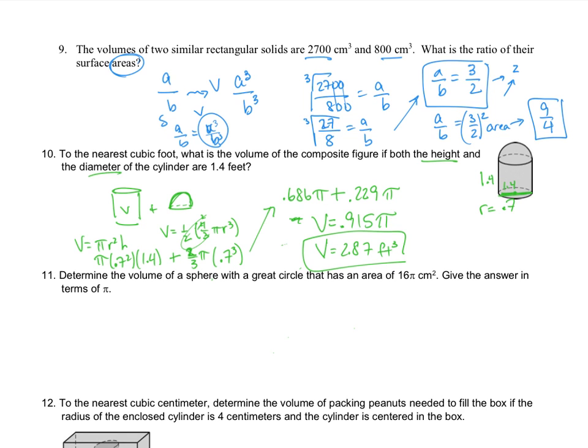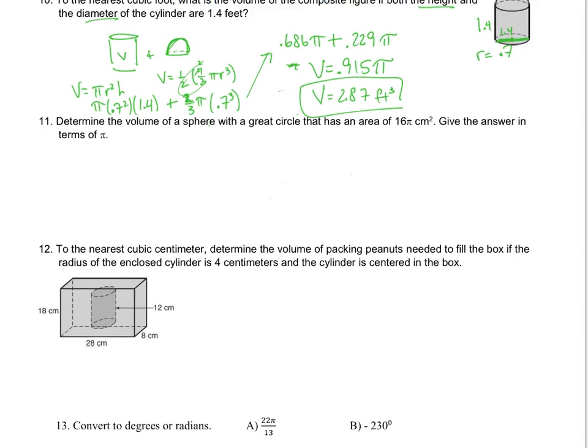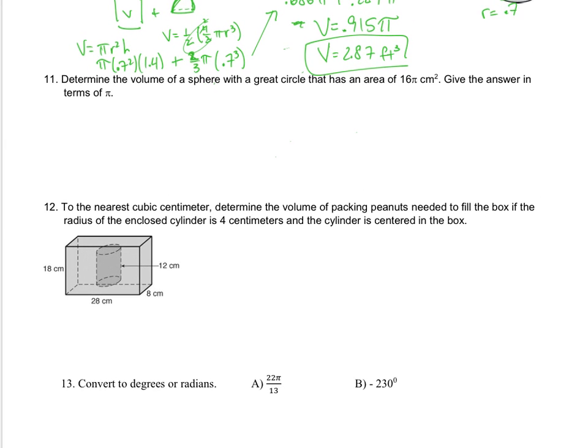Moving on to number 11. Determine the volume of a sphere with a great circle that has an area of 16 pi. Give the answer in terms of pi. Okay, so here we go. This one, we do need to leave it in terms of pi. We have a sphere with a great circle that has an area of that. So basically, the great circle is this right inside of here. That area, I'll use that to get the radius.